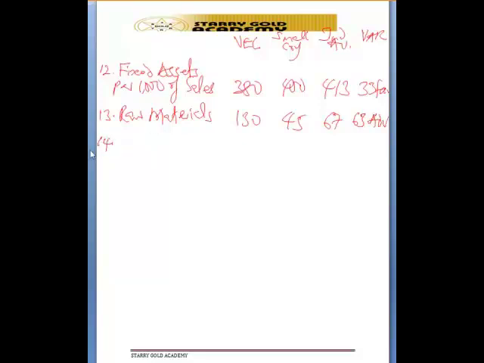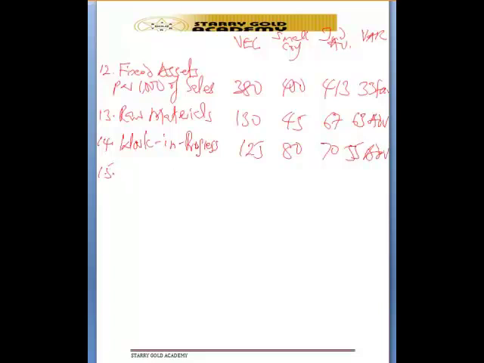14, we have work in progress, which is 125 here, 80, 70, and the difference between 125 and 70, we are going to have 55. Now 55 will be adverse.